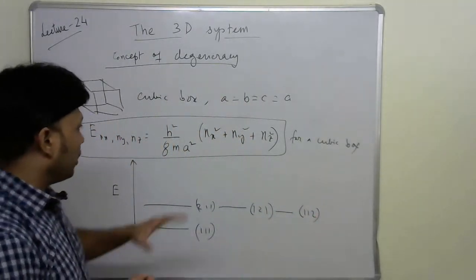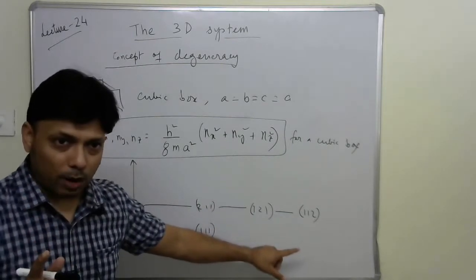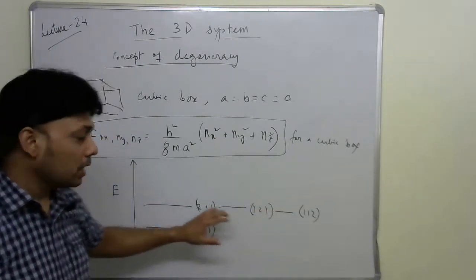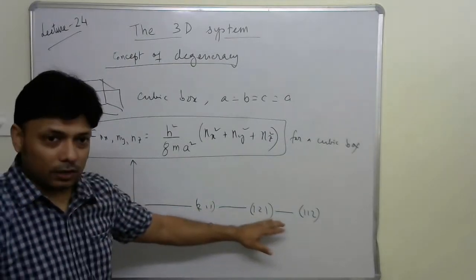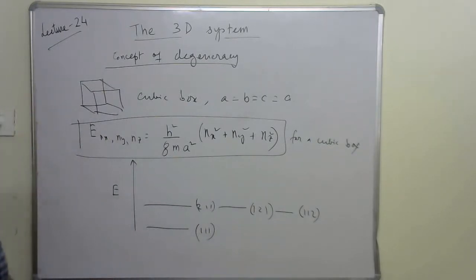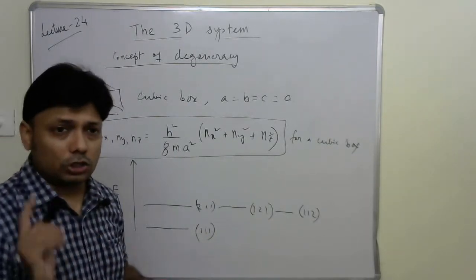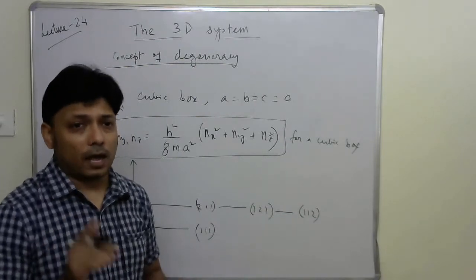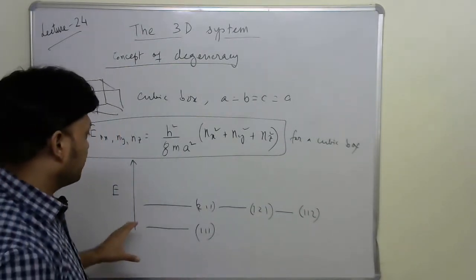Now, for 3 different sets of quantum numbers, remember that, we have identical energy. So these levels are called degenerate levels, and this is the concept of degeneracy, which did not appear earlier for a particle in a 1D box and in the simple harmonic oscillator.